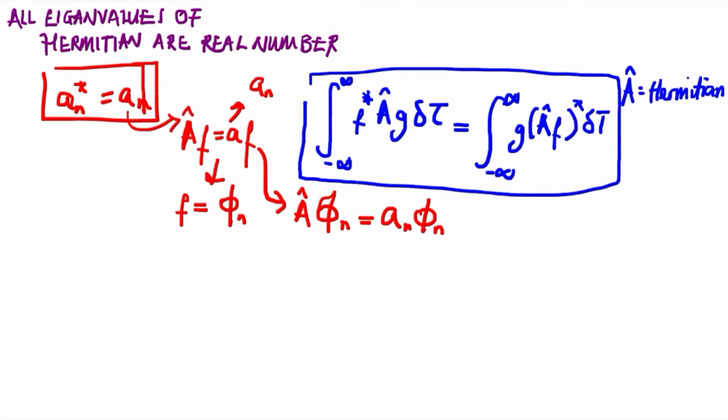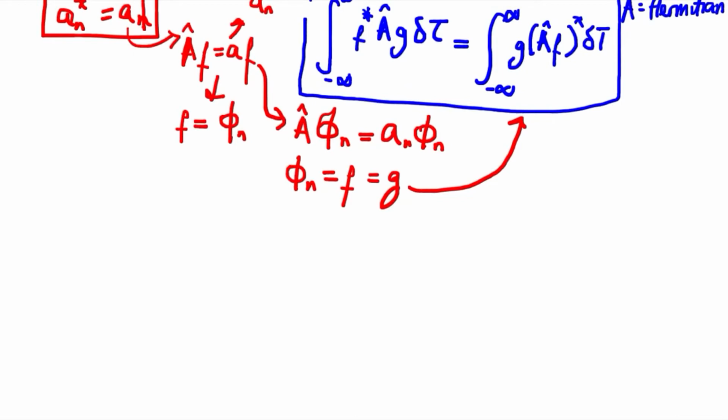Now once we're able to do this, our next step is to, you know what, let's define this particular phi n to be both equal to f, which is a well-behaved function, and also equal to g, which is also another well-behaved function. That way, we can substitute those here into this equation and then see how we can go from there.